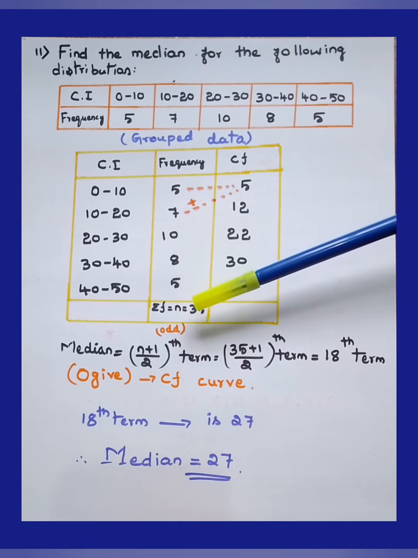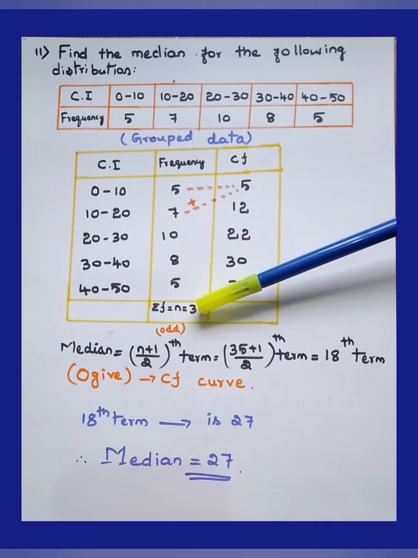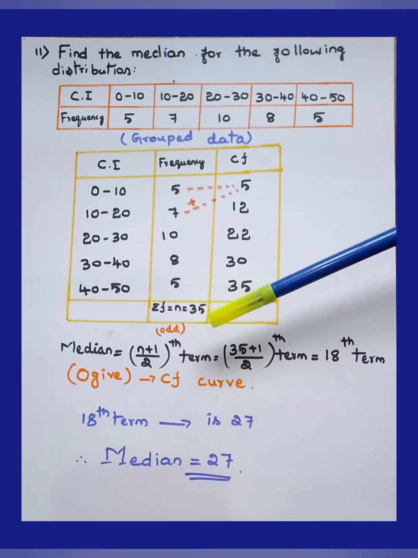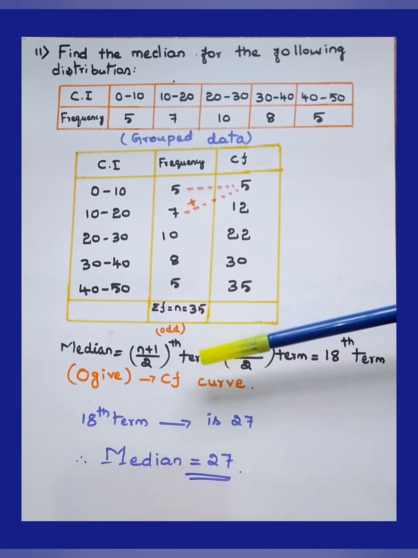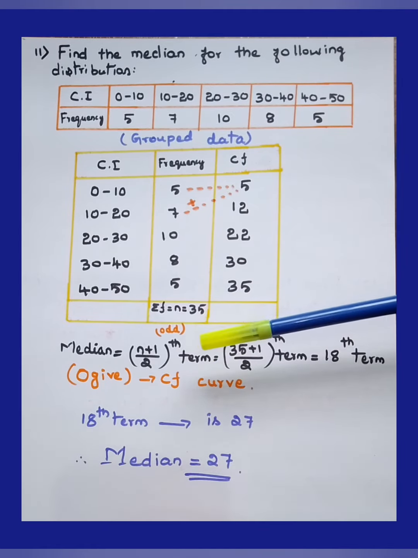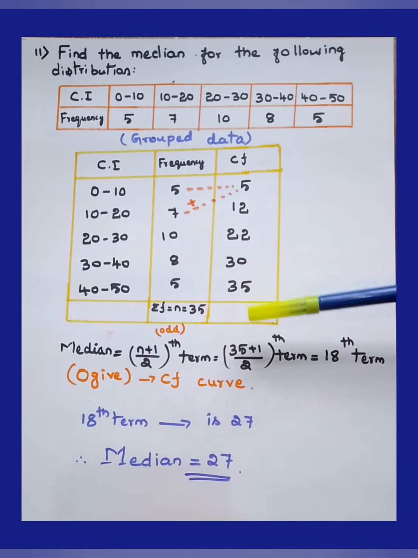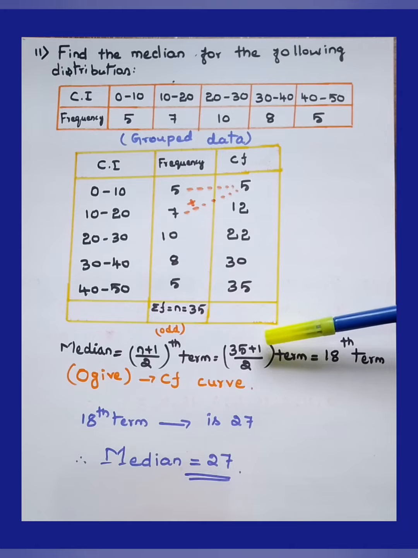And as usual find the sigma f value only. That is the n value, nothing but 35, and n is an odd number. So you will use this formula. If you get even, no problem, you can use the other formula. (N plus 1) by 2, the term. And n is 35. 35 plus 1 is 36, by 2. That gives us 18. The 18th term.